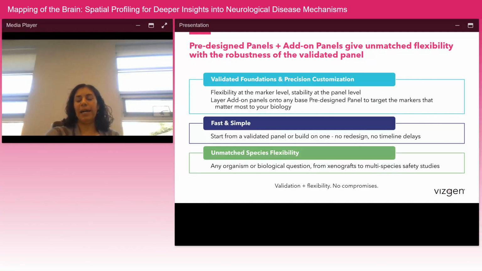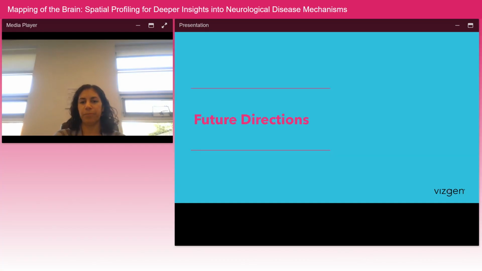So to wrap up, the ability to have this many pre-designed panels with add-ons gives you unmatched control over your own research. We can take the effort away of having to design 1,000 genes from scratch while maintaining the ability to tailor these to your research needs. We've specifically focused on mouse here, but MERFISH can be applied to any tissue type. And again, we have publications on dozens of different species, tissue types, etc.